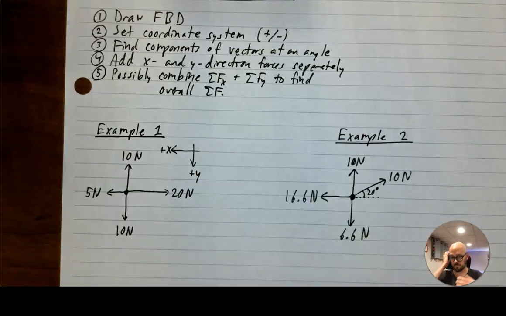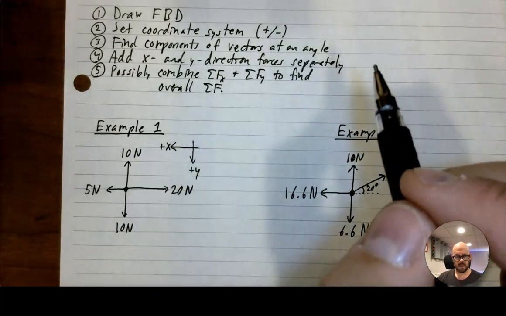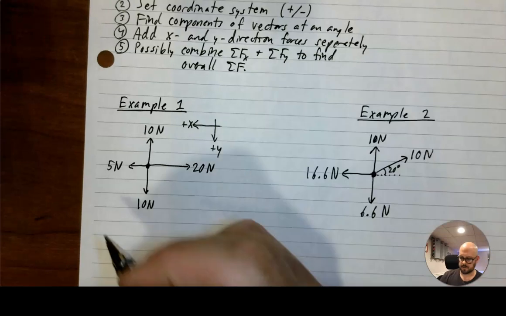Now, I chose this weirdly for a specific reason. I wanted to show you that you can honestly pick any coordinate system you want, and it will work out just fine. I'm just choosing one that I don't think you would naturally choose, because left and down are the ones I just spent a whole unit telling you were negative. Okay, there are no vectors at an angle in this one, and so we're now going to add the x and y direction forces separately.